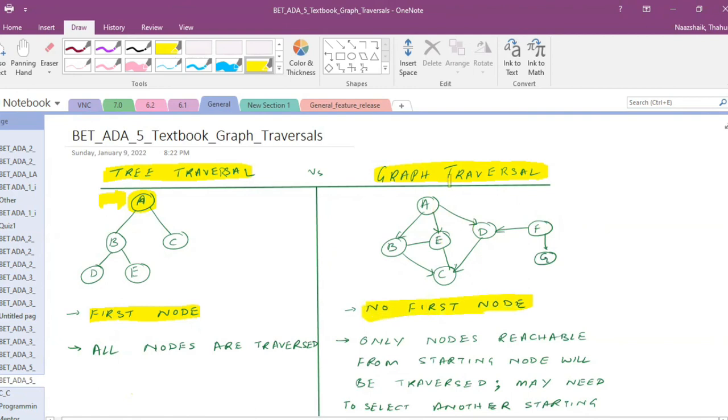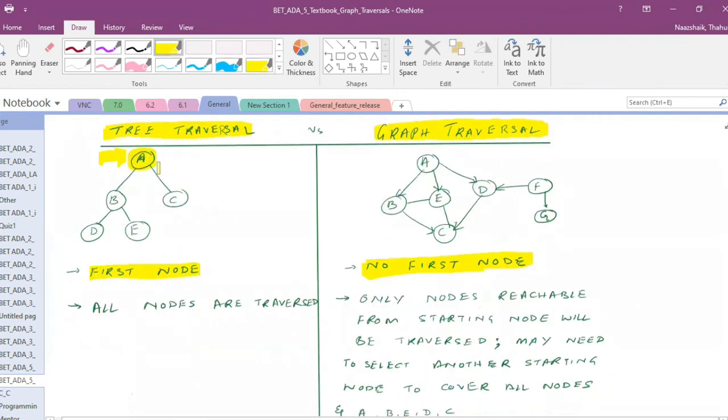So that is why in your graph traversal, when you write the program also, explicitly you have to ask: this is the adjacency, you say how many vertices, you tell me the adjacency matrix, you also tell which node you want to start traversing from, okay? Because there is no first node.